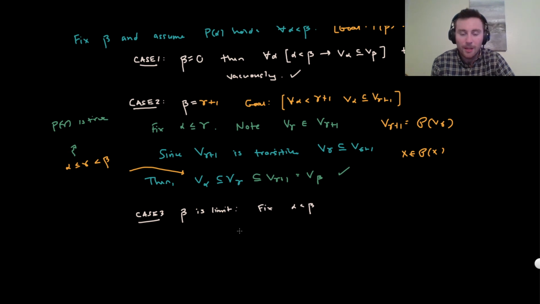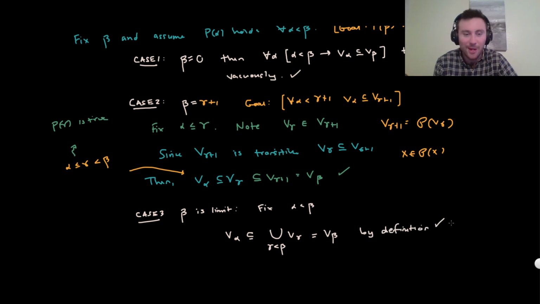Well, what do we know? V alpha is going to be a subset of the union of all the, maybe I'll use gamma this time, all the gamma less than beta of V gamma. Yeah, I'll write it out like this, since if I want to use index notation, we'd have to write it like that. Right? Why? Well, alpha is less than beta, so it's going to appear somewhere in this union, but this, by definition, is V beta. So by definition.